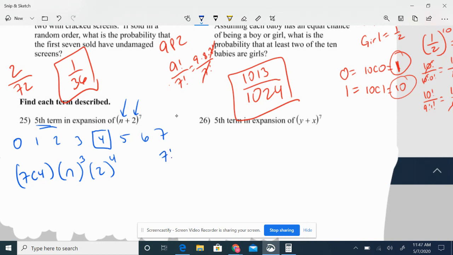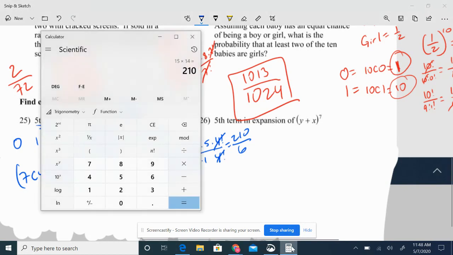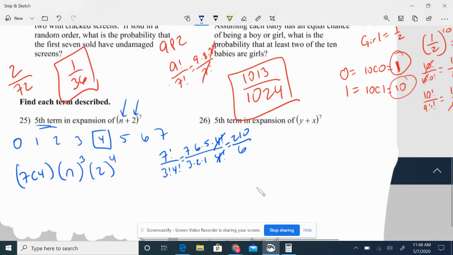I have 7 factorial over 3 factorial, 4 factorial. So 7 factorial is 7 times 6 times 5 times 4 factorial. I have a 4 factorial at the bottom. My 3 factorial is 3 times 2 times 1. 7 times 6 times 5, that's 210. 3 times 2 times 1, that's 6. 210 divided by 6 is 35. This is 35.